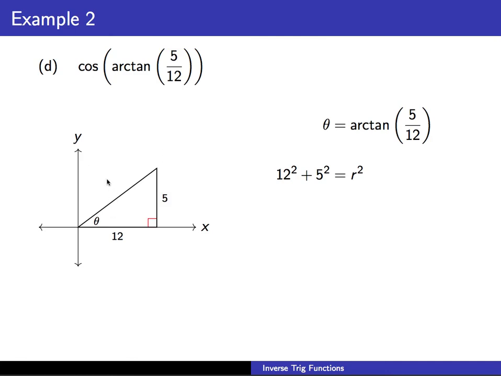Well, for cosine, we need the hypotenuse. So here we need to use Pythagorean theorem. So 12 squared and 5 squared is 169. Take the square root of that, and we get r is 13. So now we have all the sides of this triangle. The cosine of this angle is x, which is 12, over r, which is 13. So our cosine of arctangent of 5/12 is 12/13. 12 over 13.